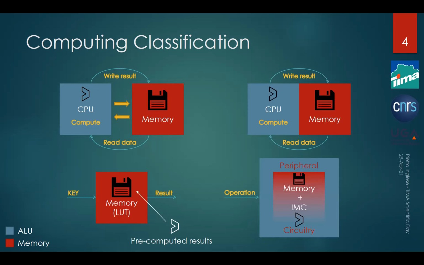And finally, there is the computation in memory that is done by using the memory itself to perform computations. Therefore, the computation will be done inside the memory or in its periphery. As you can see here, the two colors were showing the ALU and the memory, and the last case has the ALU and the memory all together in the same place. What I will focus my attention on is the computation in memory, so the last one.